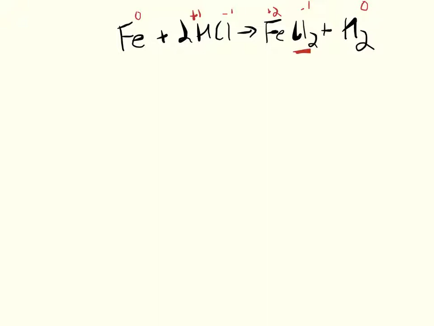So let's track which elements changed their oxidation number. Chlorine didn't. It stayed -1, -1. Iron went from 0 to +2, so its charge got bigger. So it must have lost electrons, so it got oxidized. And on the other hand, hydrogen went from +1 to 0. Its oxidation number got lower, so it got reduced.